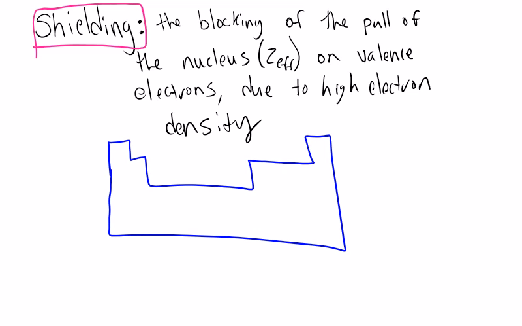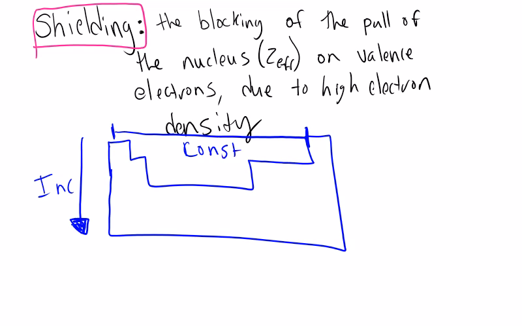Something like this. Shielding is going to increase as we move down, just like in atomic radius, increase. But as we go across a period, it is going to remain constant. And we are going to talk about why. So an easy way to draw this is just to draw two simple lines that look like this, showing us that it is constant across a period and increases as we move down.